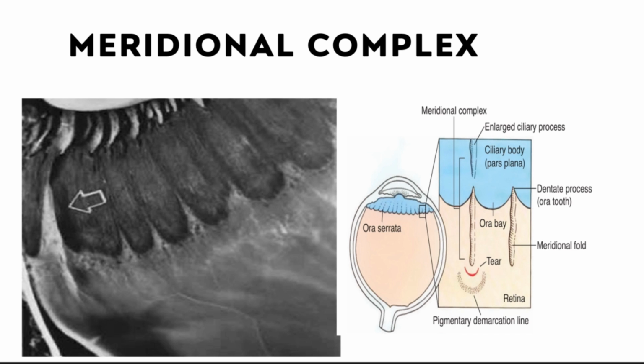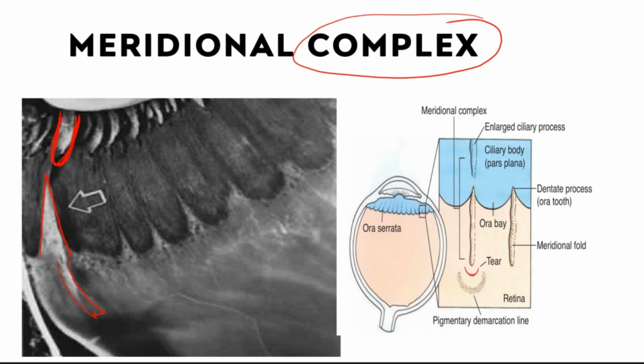So we talked about the meridional fold, and now let's talk about what is meant by meridional complex. Complex means that there will be multiple components. A meridional complex is formed basically by an enlarged dentate process, as you can see over here. If this dentate process aligns with the ciliary process, which is here like this, and it aligns with the meridional fold like this, all these three structures together will form what is known as a meridional complex. So a meridional complex is formed by an abnormal alignment between the dentate process, which is usually enlarged, and that dentate process is continuous with an enlarged ciliary process and a meridional fold, right?